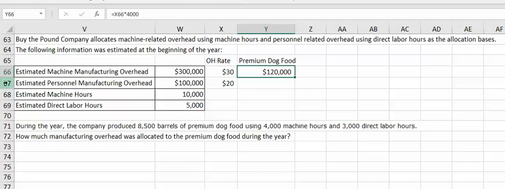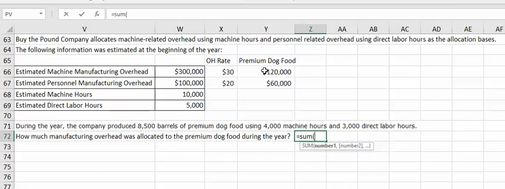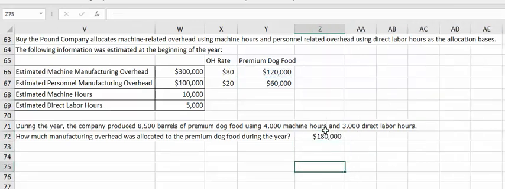And now the other piece is the labor related costs or overhead. We're going to take the overhead rate per labor hour and then multiply that by however many hours it took to make the dog food, and it was 3,000. So I'm going to multiply by 3,000. So the total overhead allocated for this dog food, our premium dog food, is the sum of these two. And that is 180,000.